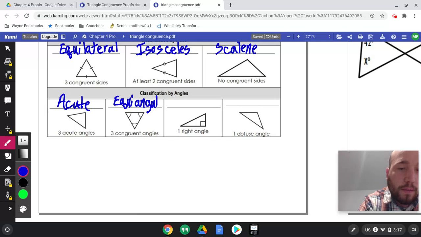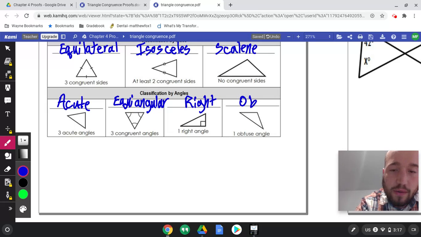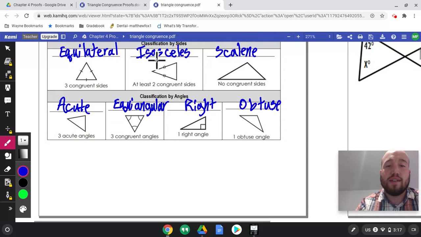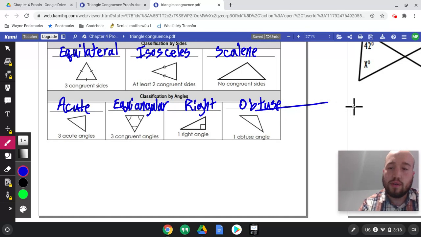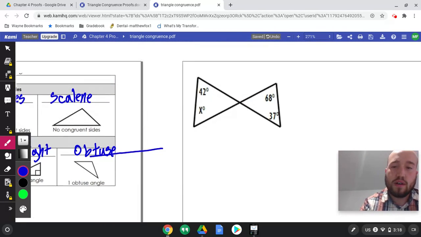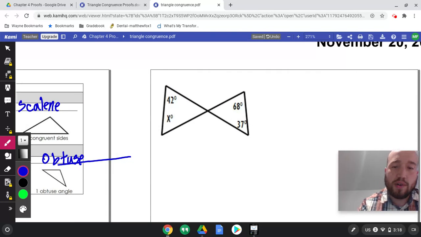And then if we have one right angle, we call it a right triangle. And if we have one obtuse angle, we call it an obtuse triangle. So that is the two different ways we can classify a triangle, either by angles or by sides. And as we look over here, I'm not going to do this all the way, but let's go ahead and just do it.